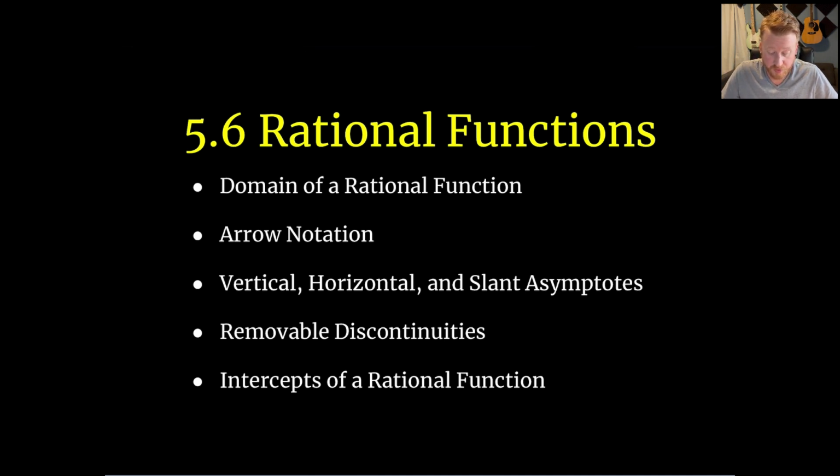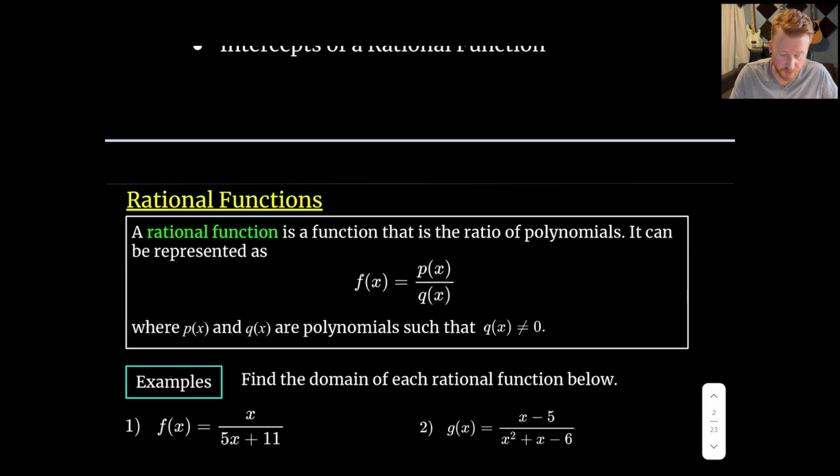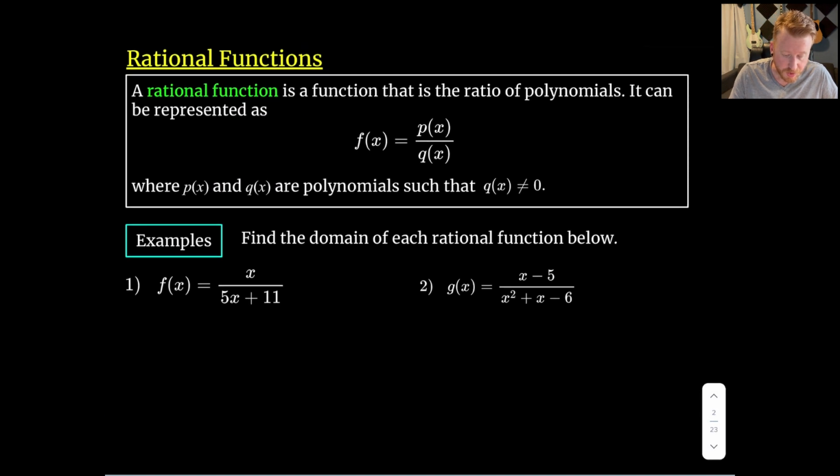We'll talk about removable discontinuities, or what we sometimes call holes in the graph. And then we'll look at the intercepts of rational functions so that we can try and graph them once we're all done here. So we'll start with the definition.